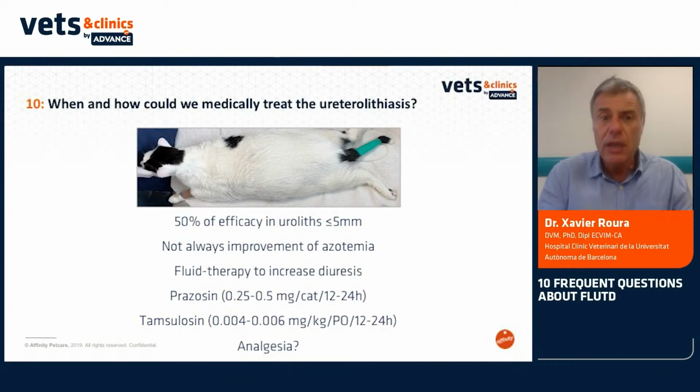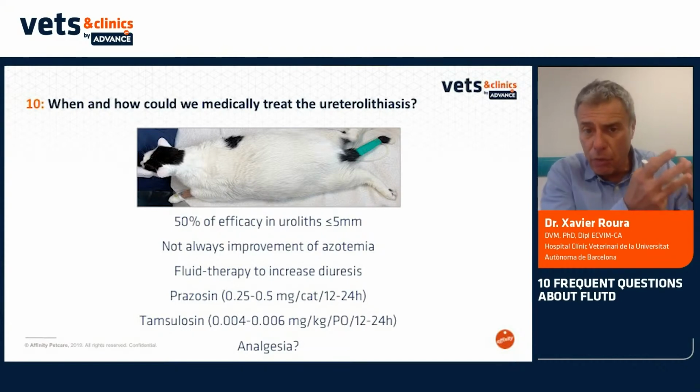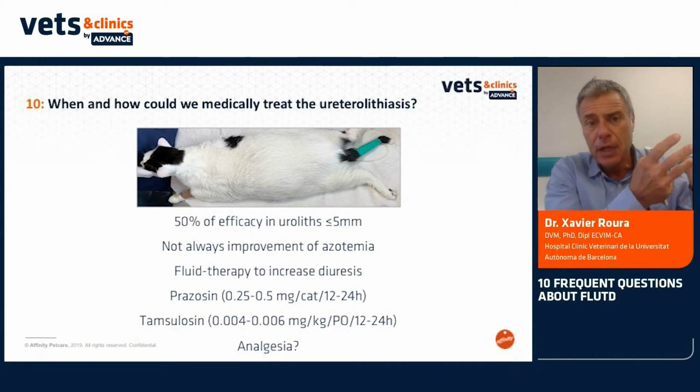But today, if we have a suspicion of urethral lithiasis, it's important to use fluid therapy to increase the diuresis, together with some relaxant of the urethral muscle. For example, prazosin or tamsulosin alone, or both drugs in combination, could be interesting in the sense that they help the urolith go down from the urethra to the bladder.